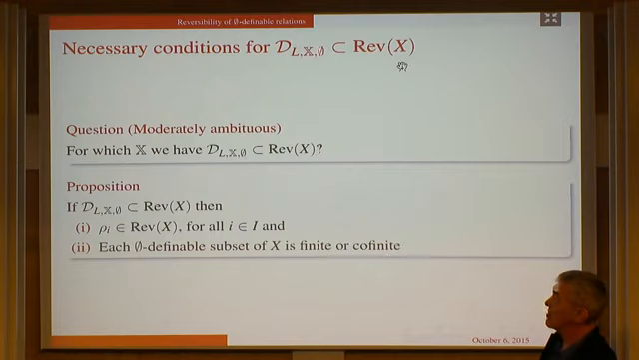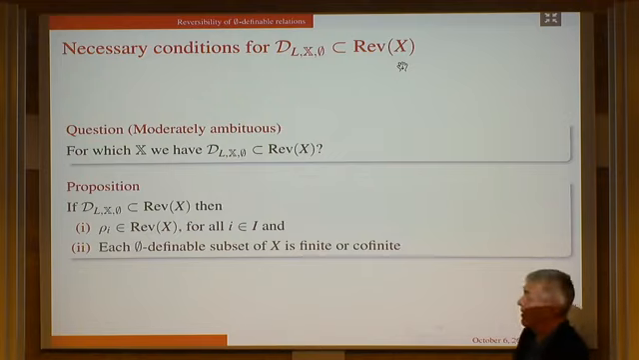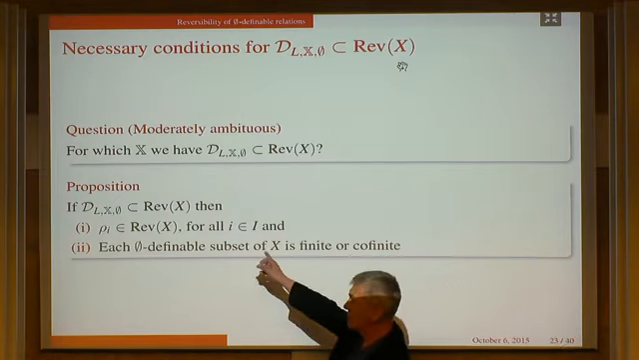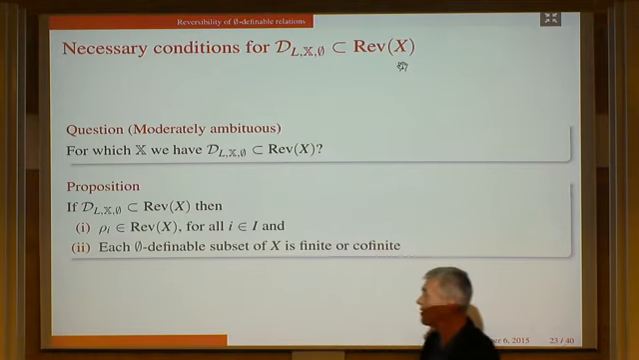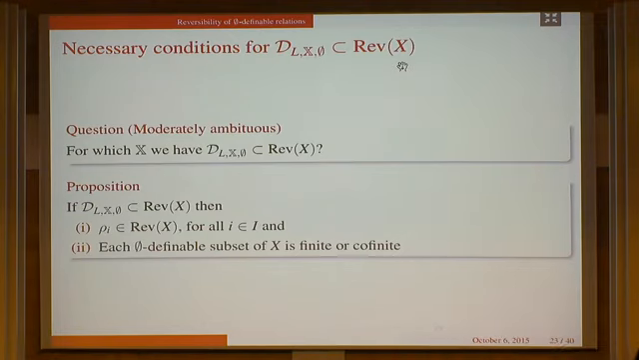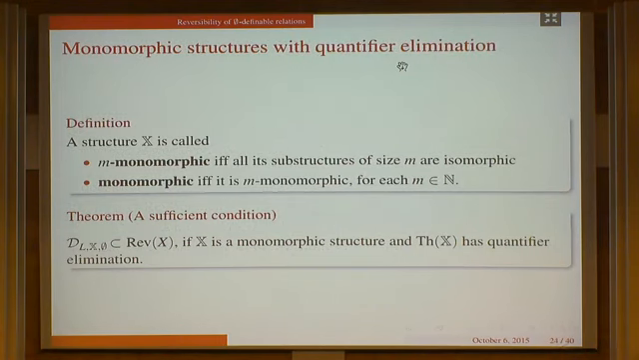A less ambitious question is: for which structures do we have that all O-definable relations, meaning without parameters, are reversible? First, necessary conditions: again, all the components must be reversible, and each O-definable subset must be finite or cofinite. One sufficient condition is that the structure is monomorphic and has quantifier elimination.